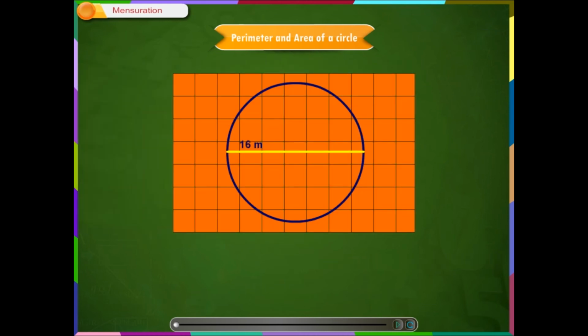Always remember that circumference is a one-dimensional quantity, hence written in units, whereas area is a two-dimensional quantity, hence written in square units. Let us now see how area and circumference are calculated with the help of this example.